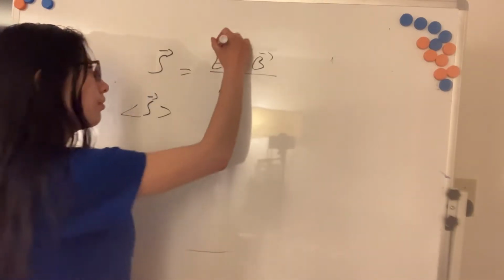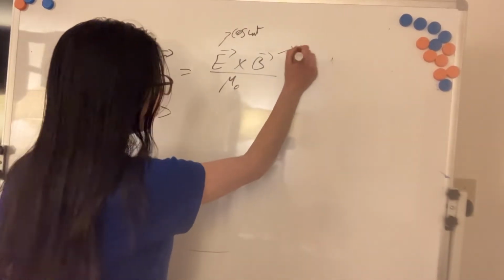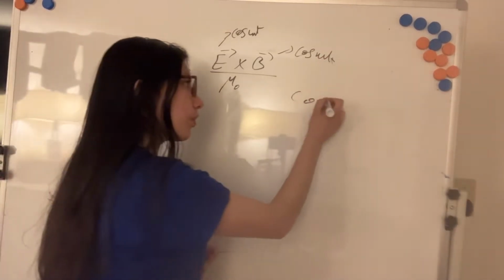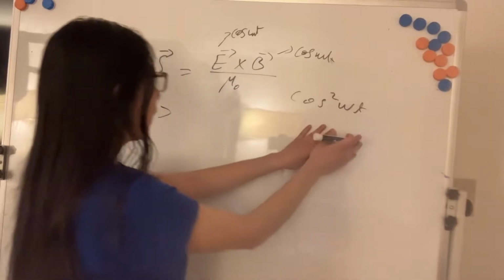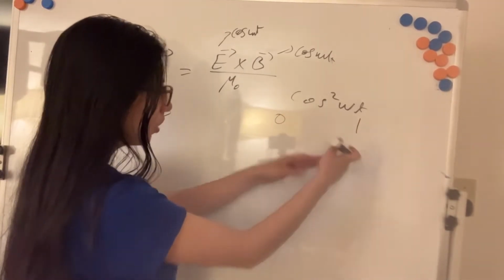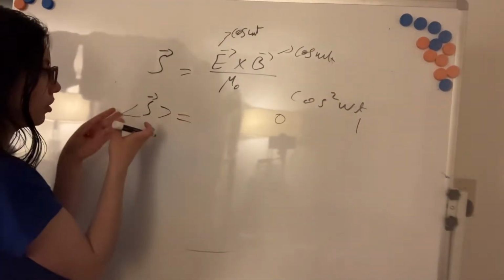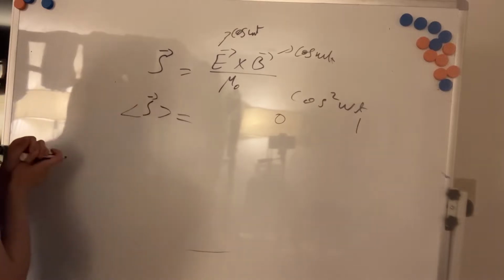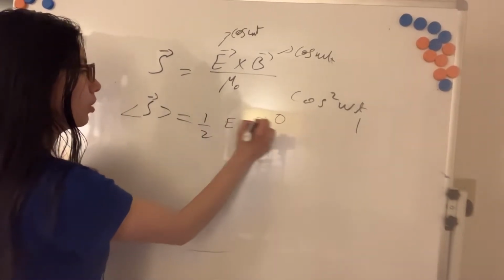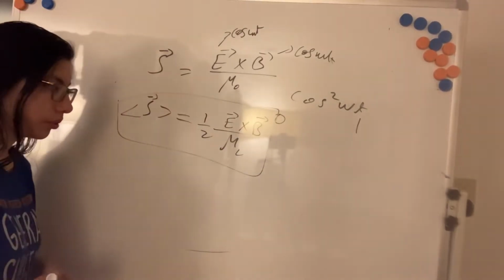Now, because the electric field varies with the cosine of omega t, and the magnetic field varies also with the cosine of omega t, the Poynting vector varies with the square of the cosine of omega t. So the minimum value of cosine square is 0, the maximum value is 1, the average value is 1/2. So the average value, or average in time, of the Poynting vector is 1/2 of the electric field cross product the magnetic field divided by mu naught. And this is what we usually work with.